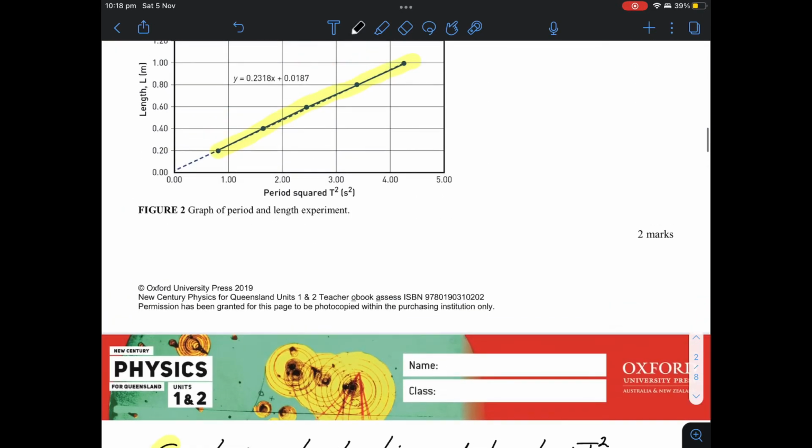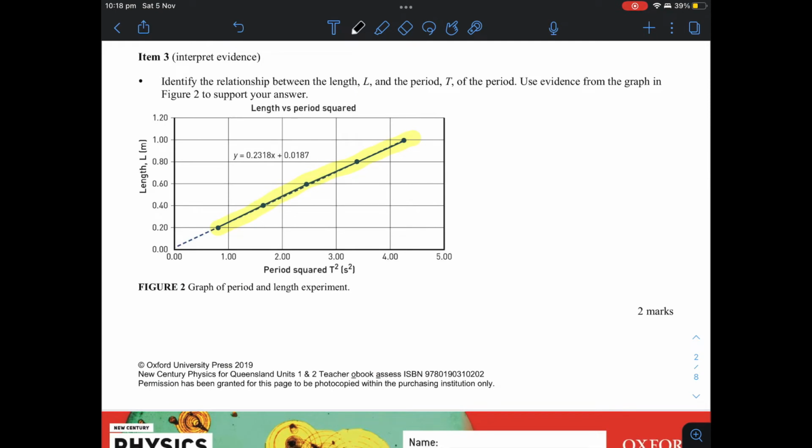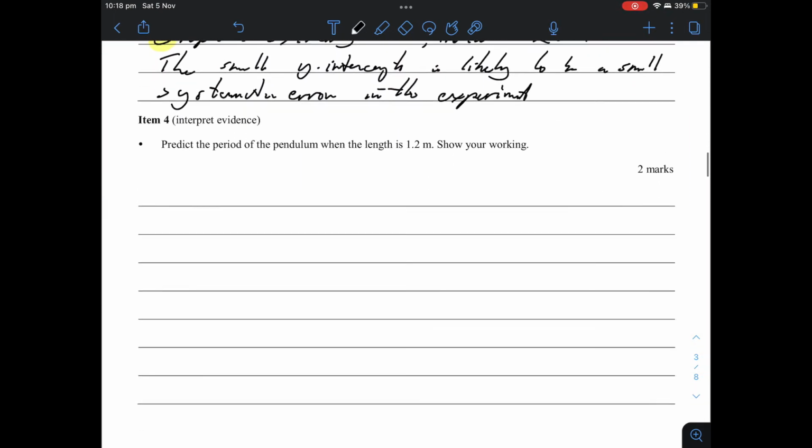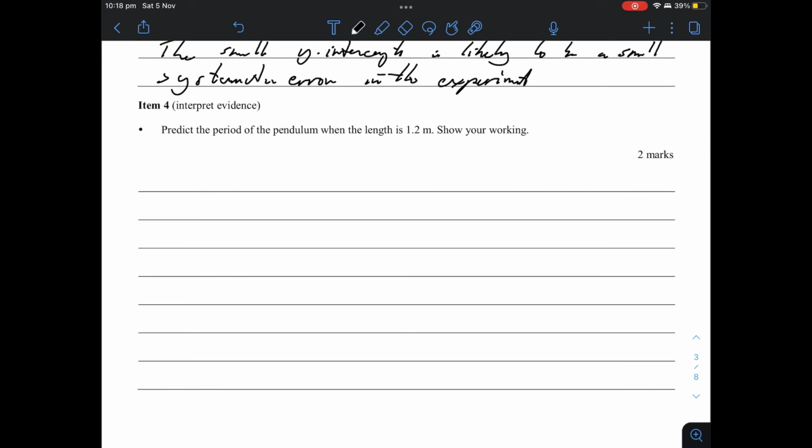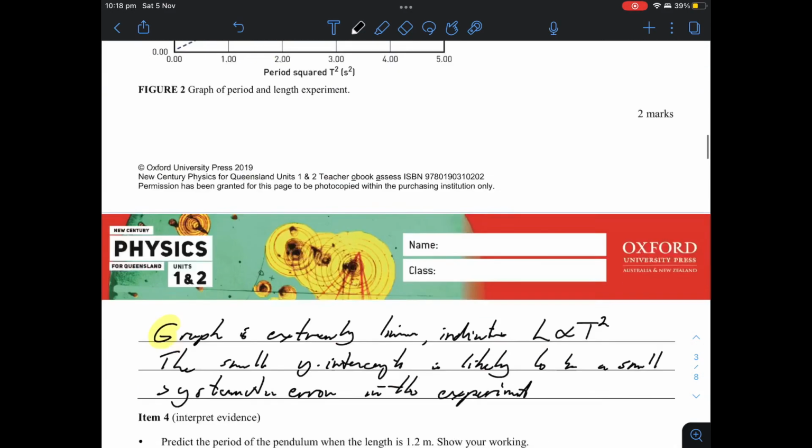Right, we can then use the relationship we've got between length and period squared to predict the period of a pendulum. Right? So we start with that relationship from our graph. Now we want to use our line of best fit equation to do these calculations. Right? That's our best estimate of the relationship between L and T.